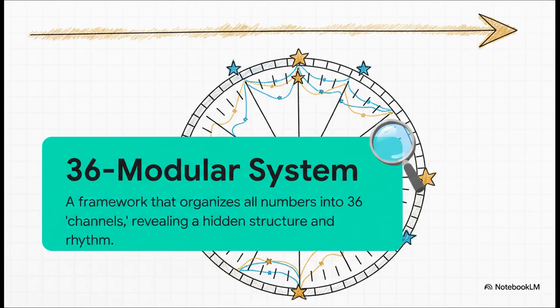Think of it like this. You take the infinite line of numbers, and you wrap it around a 36-hour clock. When you do that, something really amazing starts to happen, especially with prime numbers. A hidden pattern, a kind of rhythm, just starts to pop out of the chaos.